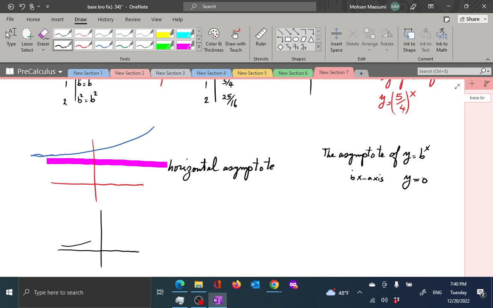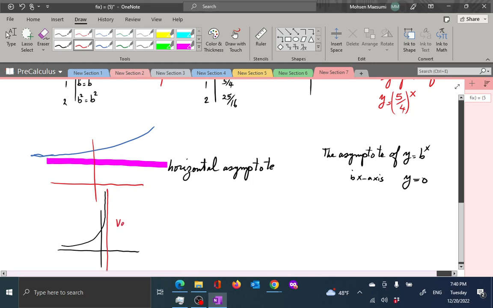If you had a function, say looking like this, that all of a sudden it starts to shoot up, then its asymptote is going to be vertical. So this is called the vertical asymptote. We saw that in the previous lecture when we graphed a rational function.